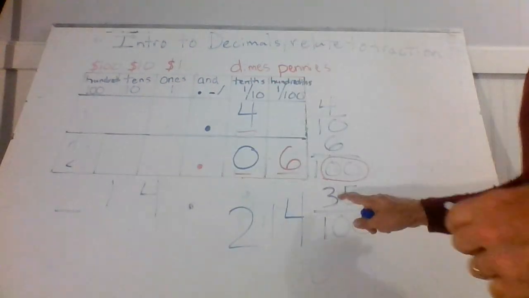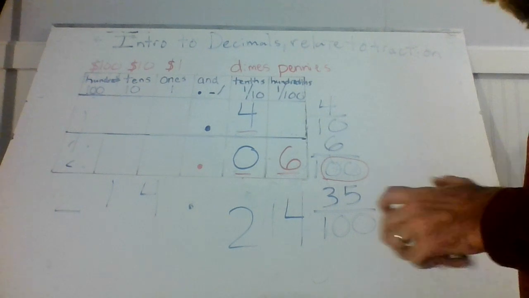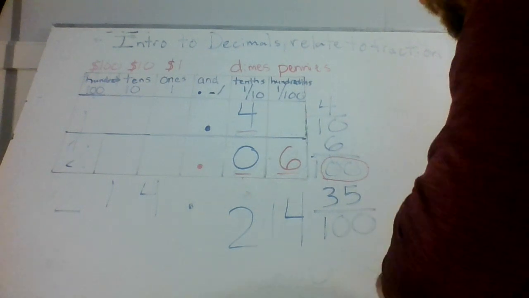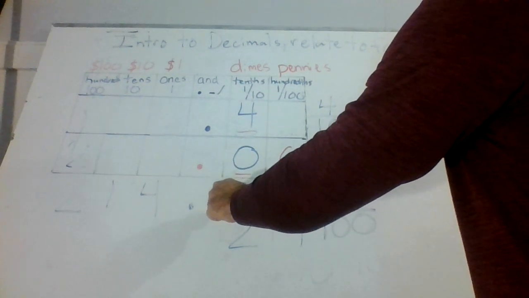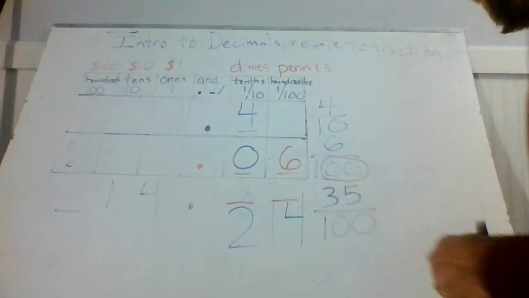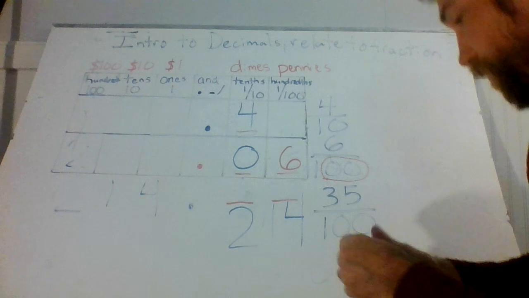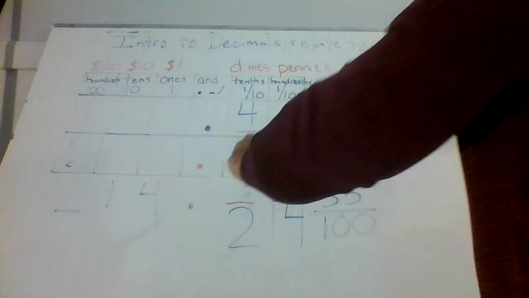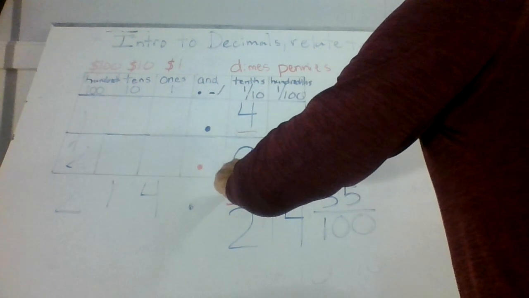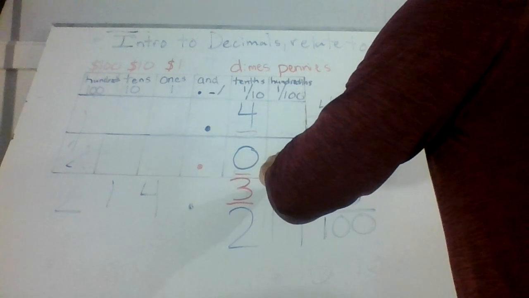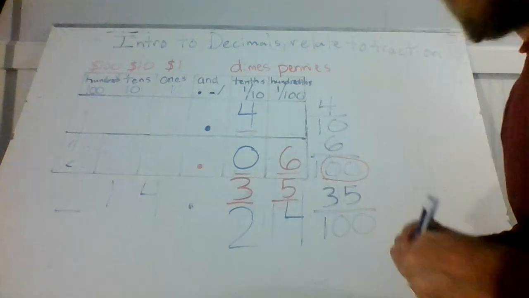214. And then we need to have 35 two spots after the decimal, just like I talked about up there. I need 2 spaces after that decimal point. And then 35, which is going to go just where it seems like it would. The 3 is going to go here, and the 5 is going to go there.